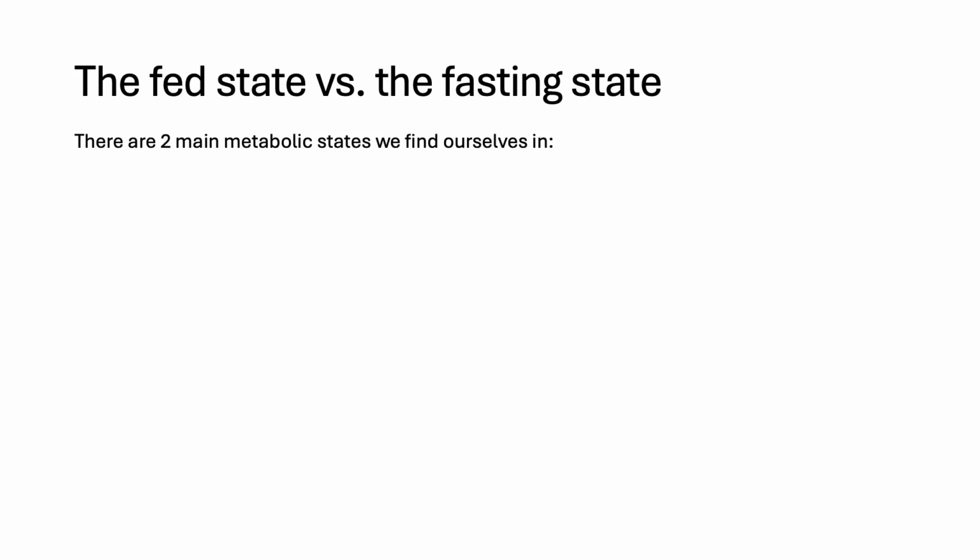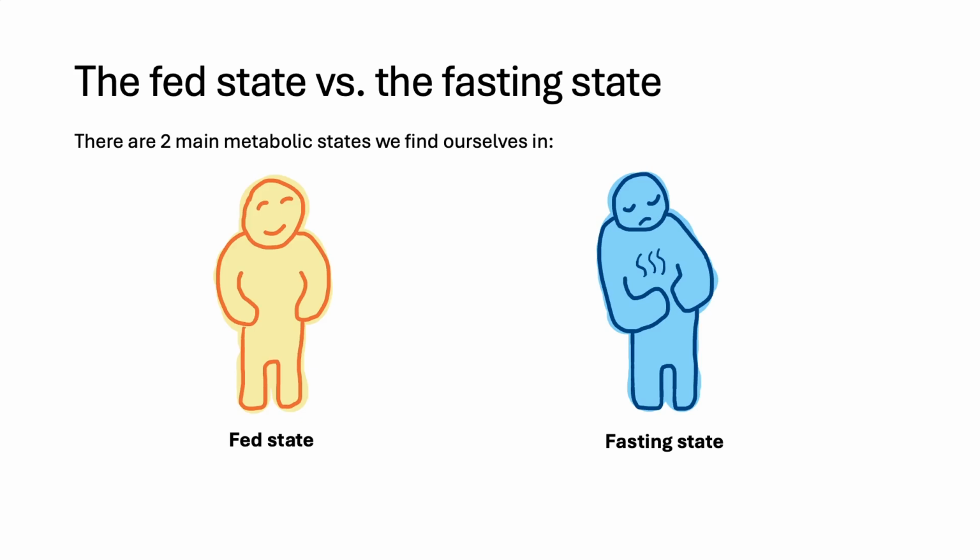So, there are two main metabolic states that we find ourselves in, the fed state and the fasting state. The fed state is when there is lots of fuel around. So for example, you've had lunch, you've had a nice delicious meal, maybe you've had some pasta, maybe you've had a nice steak, maybe you've had some teriyaki tofu with a side salad, whatever it is, you now have lots of fuel floating around in your bloodstream, ready to be used. So that's the fed state.